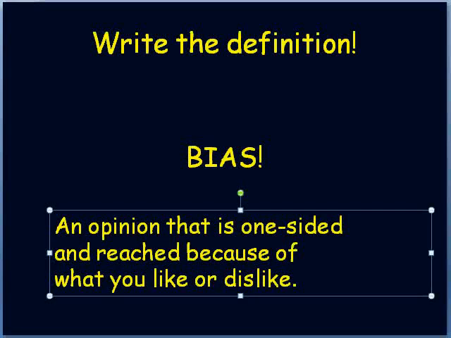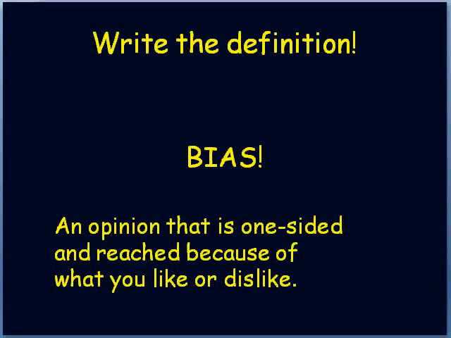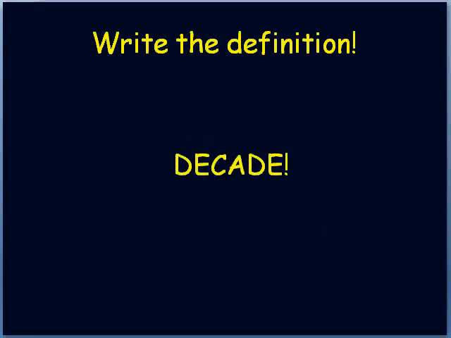Okay, there's the answer to bias. Bias is an opinion that is one-sided and reached because of what you like or dislike. If you put that in your own words, that answer will still be correct, okay? As long as you've got something that's about it being a one-sided opinion and it being reached because of what you like or what you dislike. Okay, let's look at another term now. Let's look at decade. Okay, so pause the video and write down what a decade is.